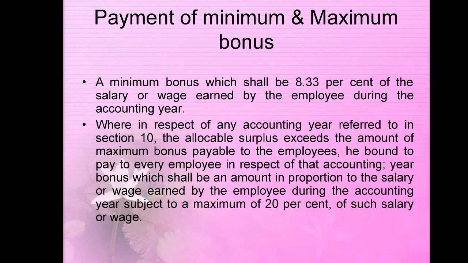And payment of minimum bonus. If the organization is going in a loss also, the minimum bonus they should give. The minimum bonus means 8.33% compulsorily the employer should give, and up to a maximum of 20% of such salary or wages, referred to in section 10. That is, minimum 8.33% or maximum 20% they can give. Beyond that, if the company is interested, that also they can give. So minimum and maximum, this is what you should plan.